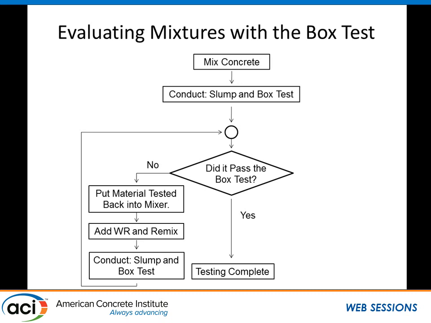And if it fails the box test, we're going to throw it back in the mixer. We're actually going to add water reducer in a known amount, remix it, and run it again. Evaluate it again on the box test. If it fails again, we do it again. Keep going through this loop over and over again until it passes. Once it passes, we're done. And we record the amount of water reducer it took to pass the box test. A mixture that requires a lot of water reducer is not a good mixture.